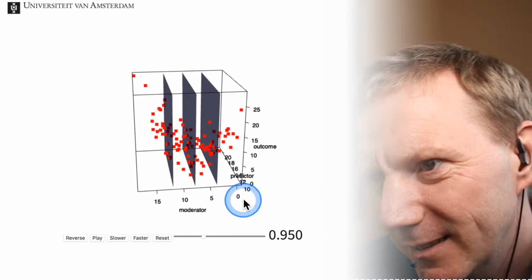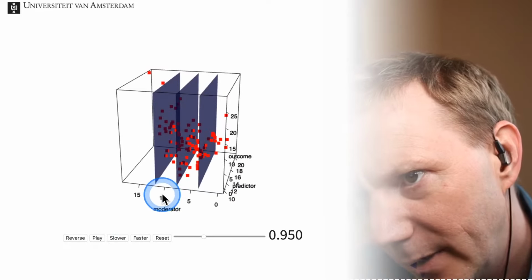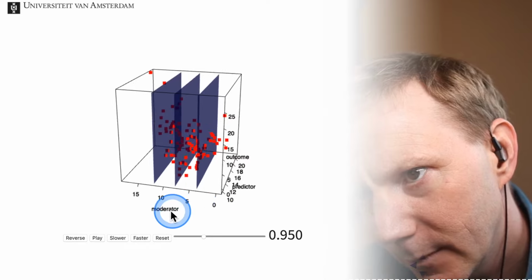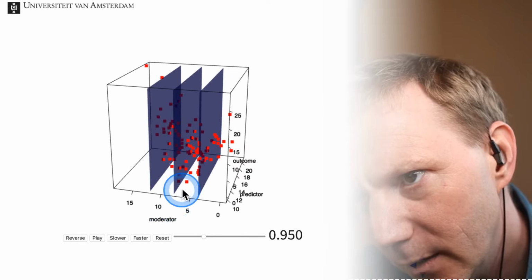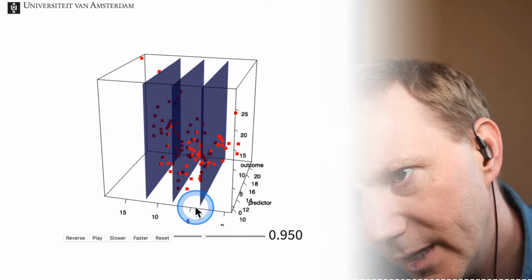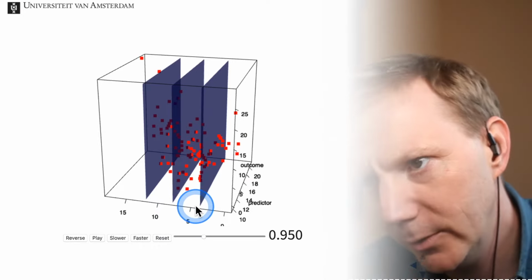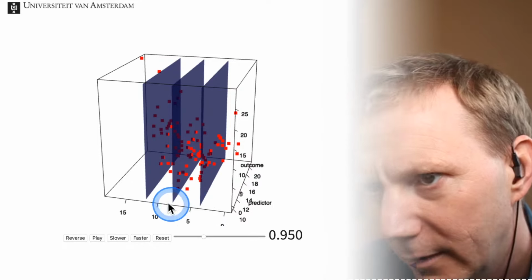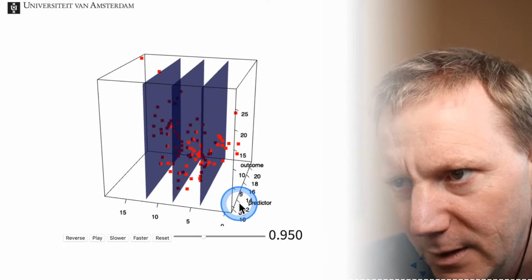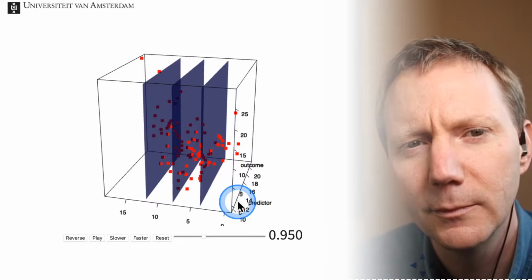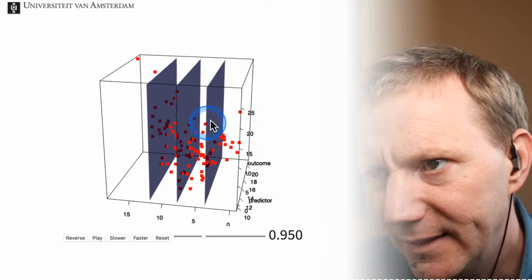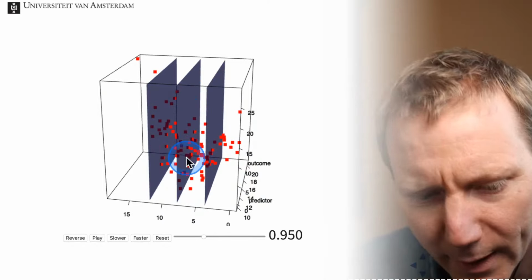But what we're seeing here is exactly those 3 points. We have the point of the mean, so the mean of the moderator is here. And 1 standard deviation below, so this is a lower value of the moderator. And 1 standard deviation above of the moderator. Does that make sense? Yes. Very good.